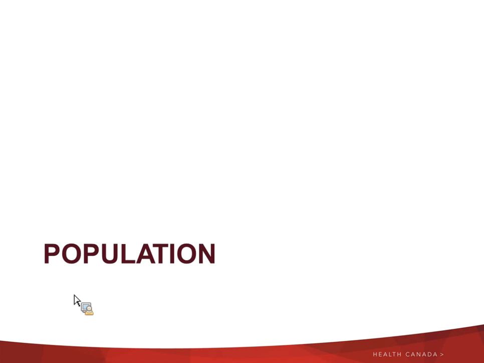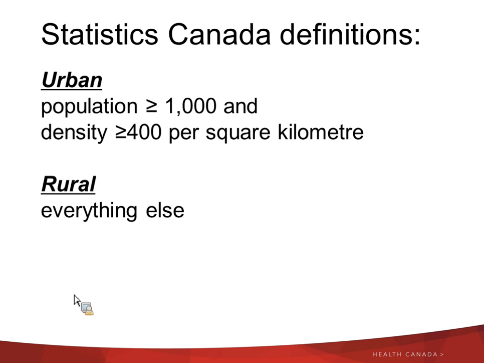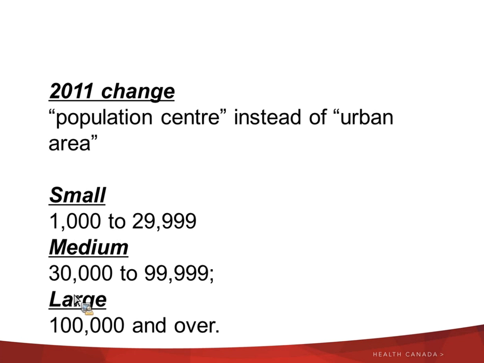All right, so starting with population. Statistics Canada really defines rural areas by exclusion. So urban areas are those with a population of greater than or equal to 1,000 and a population density over 400 per square kilometer. And rural is basically everything else. There's a slight refinement to the terminology in 2011 in that they now refer to population centers instead of urban areas, and divide them into small, medium, and large. So 1,000 up to less than 30,000, 30,000 to under 100,000, and 100,000 and over.